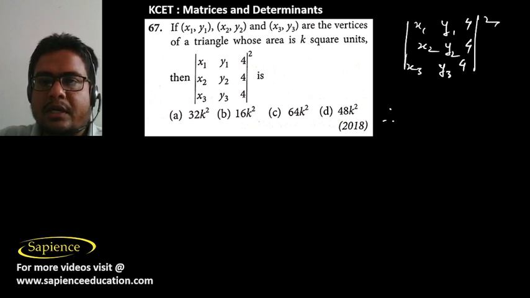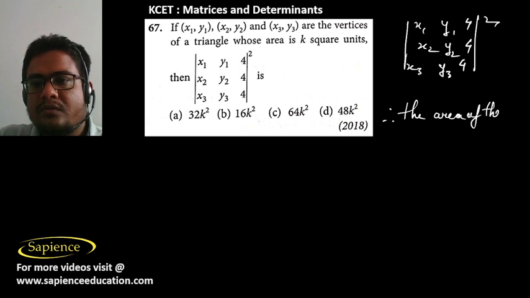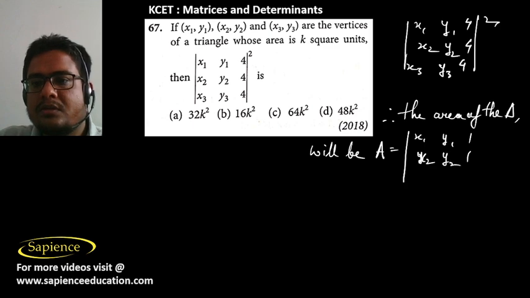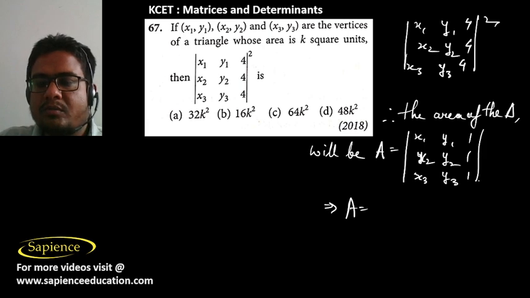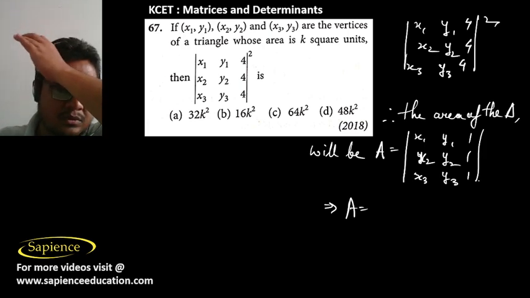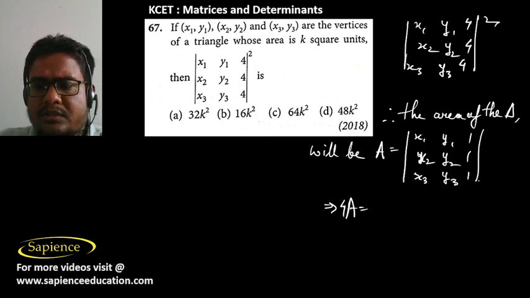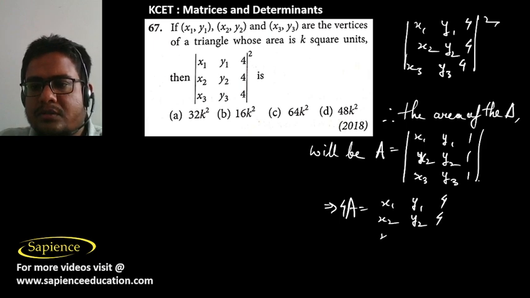So now we know that the area of the triangle will be A, that is equal to the determinant of x1 y1 1, x2 y2 1, x3 y3 1. Now from here, if we take 1 by 4 as common, then if we multiply 4 on both sides, and multiply 4 with the third column, we have x1 y1 4, x2 y2 4, x3 y3 4.